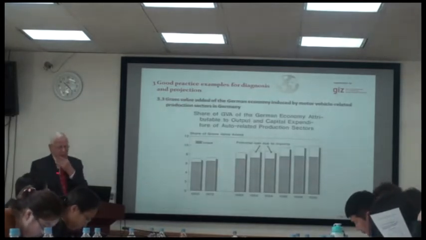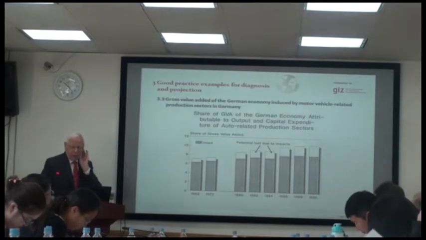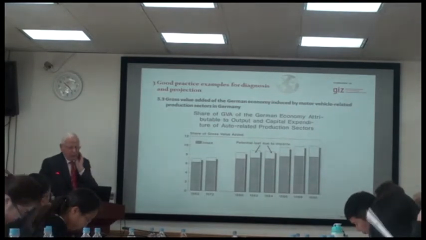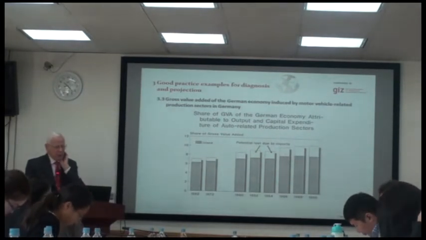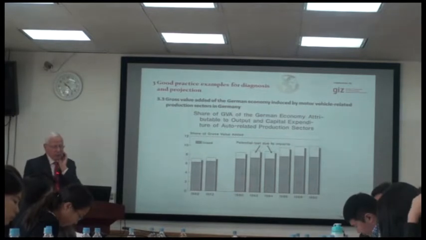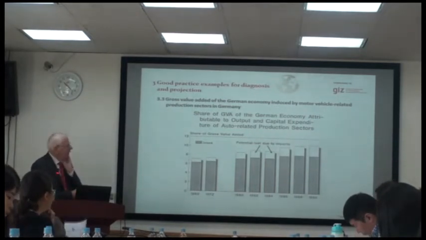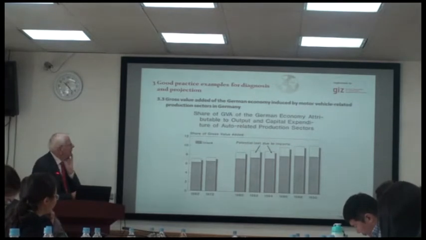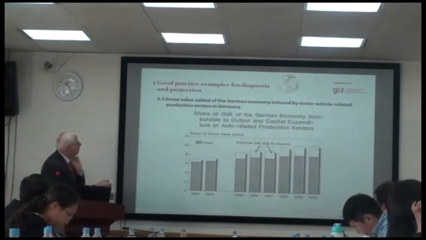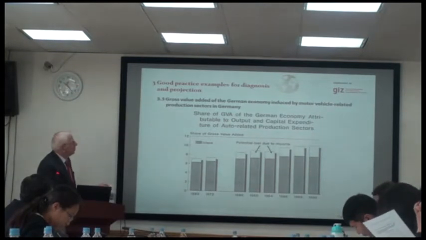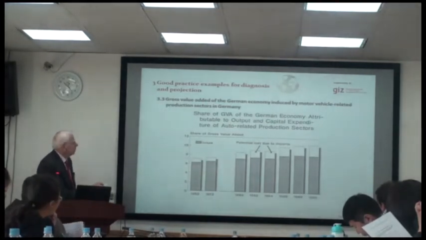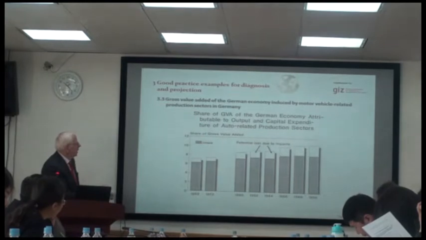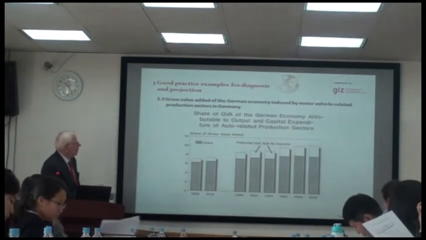That is another example what I have already mentioned yesterday on our automobile manufacturers meeting. Gross value added of the German economy induced by motor vehicle related production sectors in Germany. I think what is interesting to see that if you have a lot of input-output tables, you can also make a so-called time series. And you see here what we have here shown. We have shown the share of gross value added of the German economy attributable to output and capital expenditure of car or automobile-related production sectors. And we could see the share of gross value added.